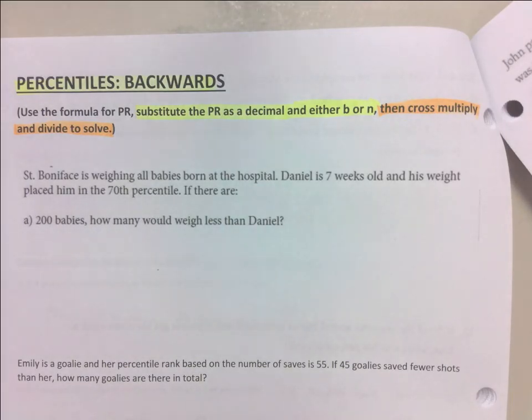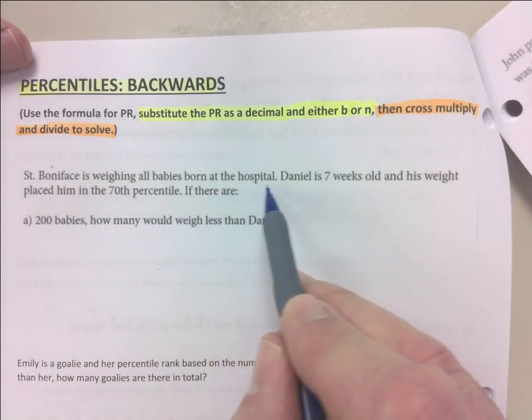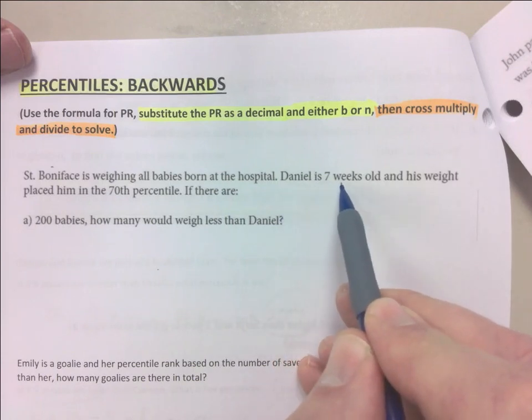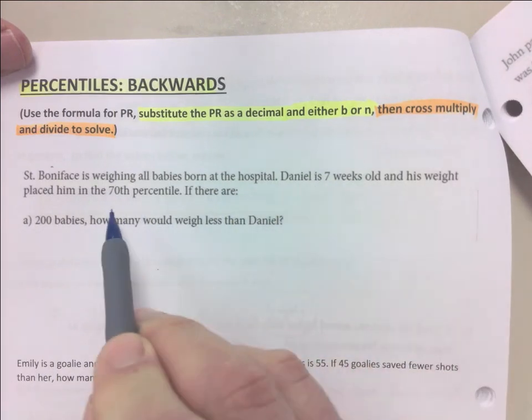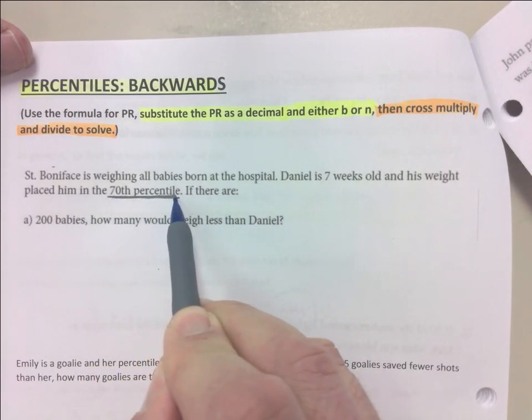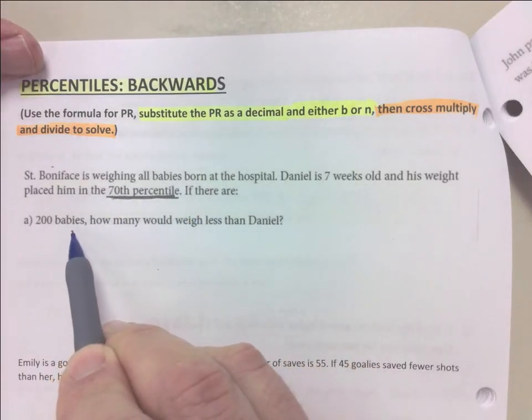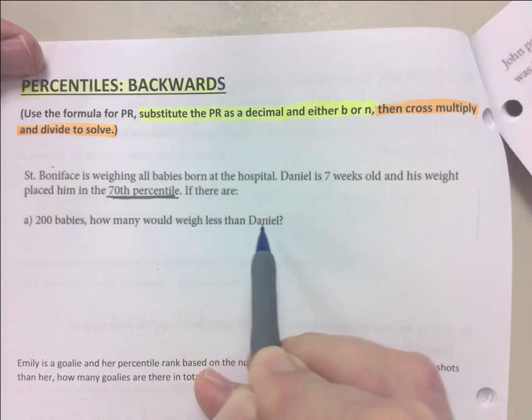So let's do one question. St. Boniface is weighing all babies born at the hospital. Daniel is 7 weeks old, and his weight places him in the 70th percentile. They give you the percentile. If there are 200 babies, how many would weigh less than Daniel?